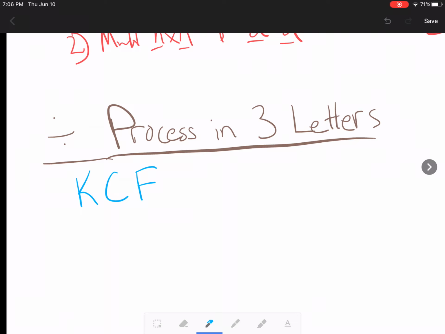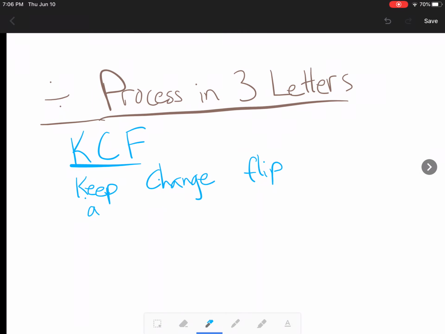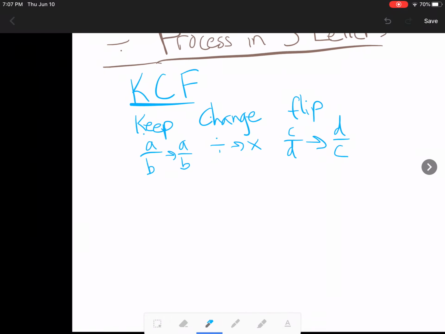And what that stands for is keep, change, flip. And not only that, this is a specific order in which all of this happens. So what this means is that we're going to keep the first fraction as is, so our fraction a over b stays as fraction a over b. We're going to change the division sign to a multiplication sign. And then we're going to flip the second fraction, c over d, and make it d over c. So let's do a quick example here.